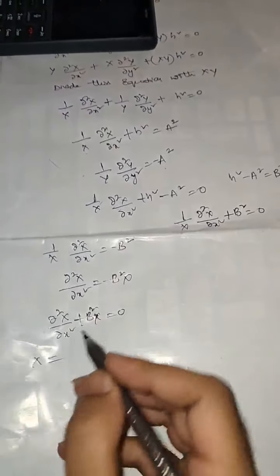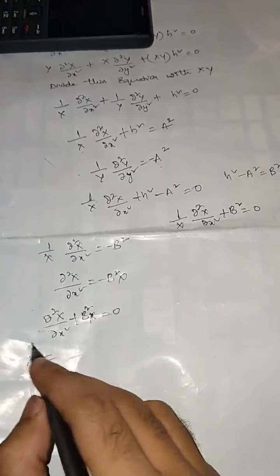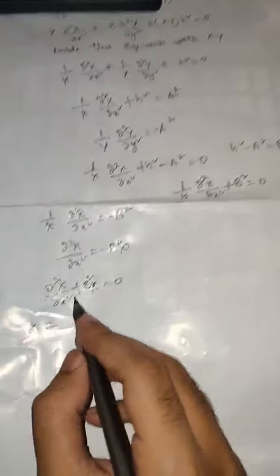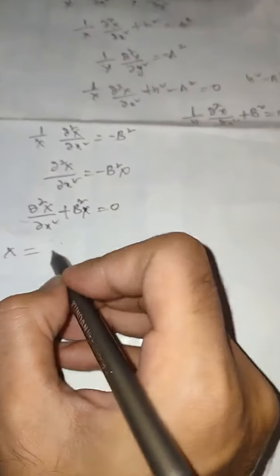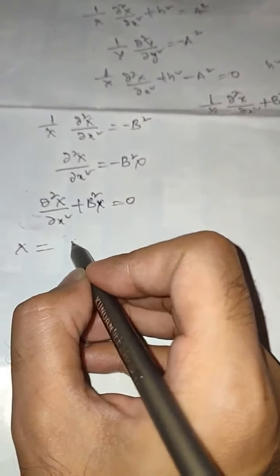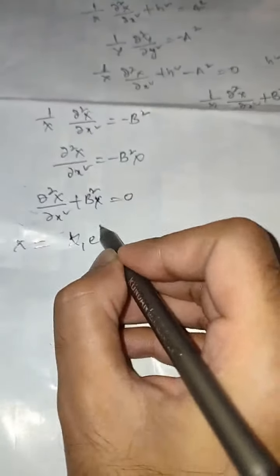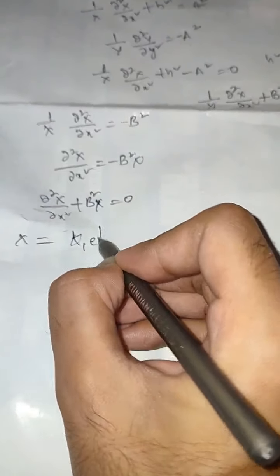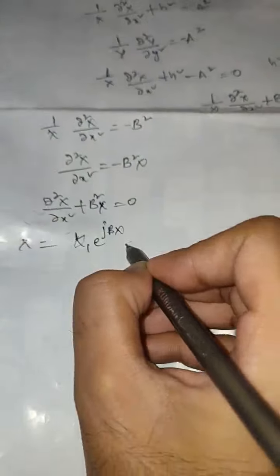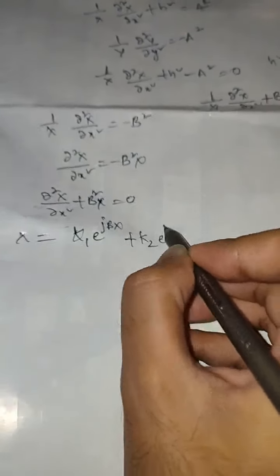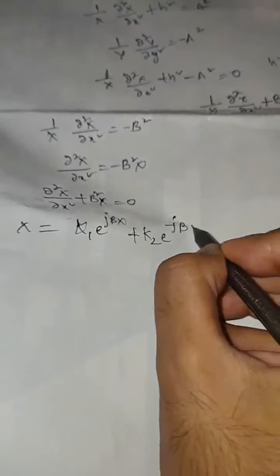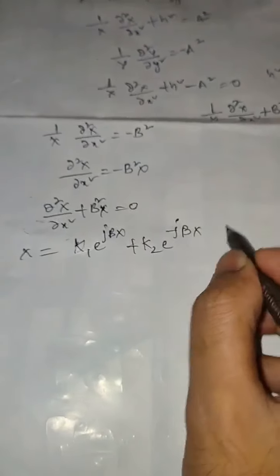So we can write the x value. This is a homogeneous second order differential equation, and the solution can be obtained like this: k1 e to the power of jbx plus k2 e to the power of minus jbx. Okay, so this is the solution.